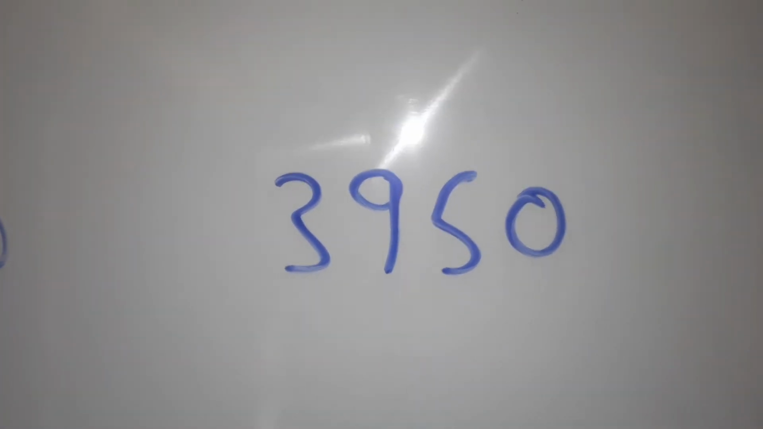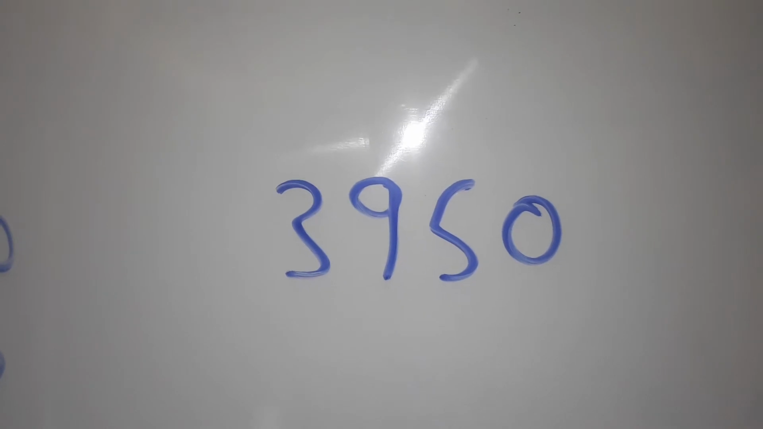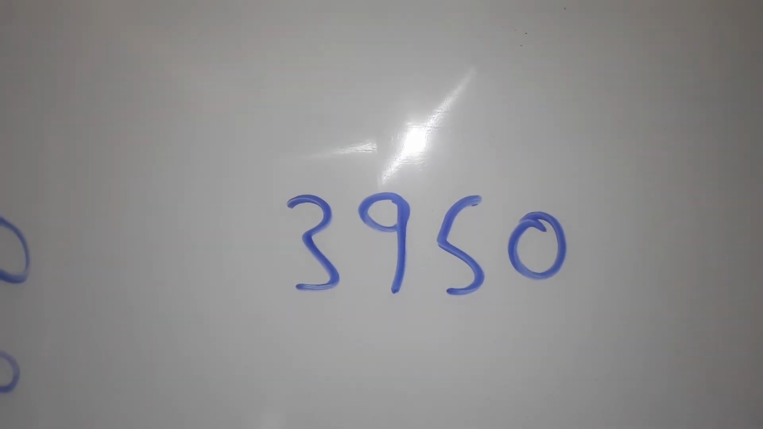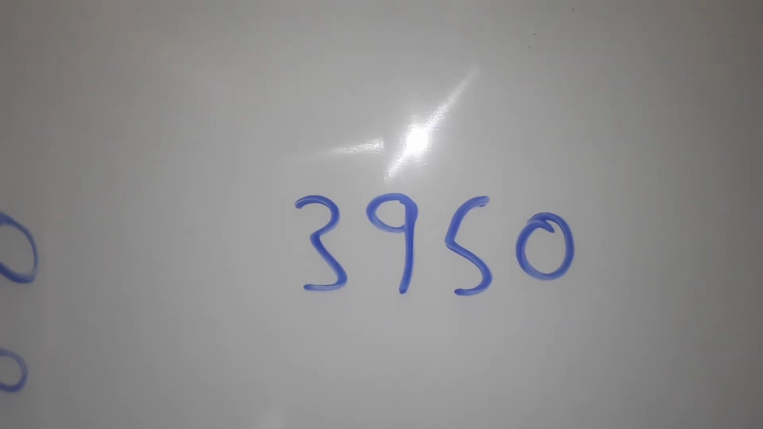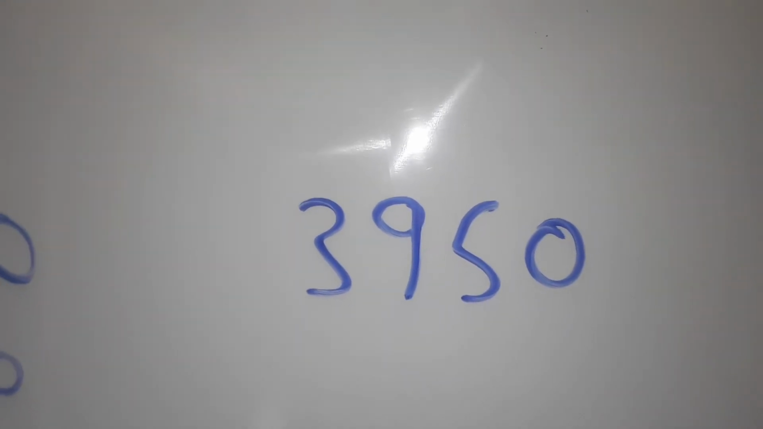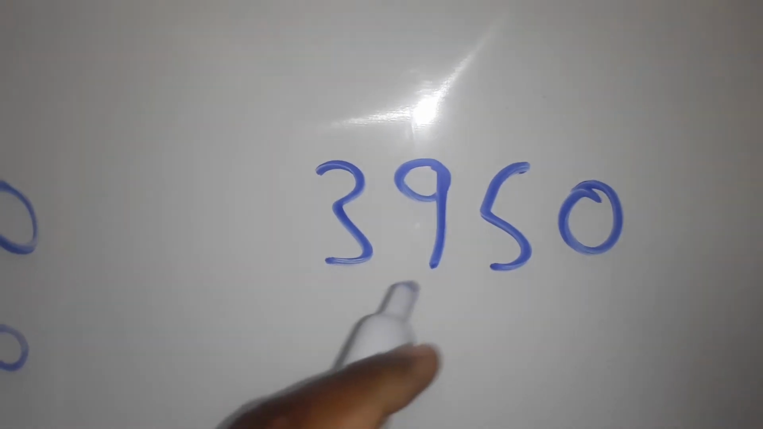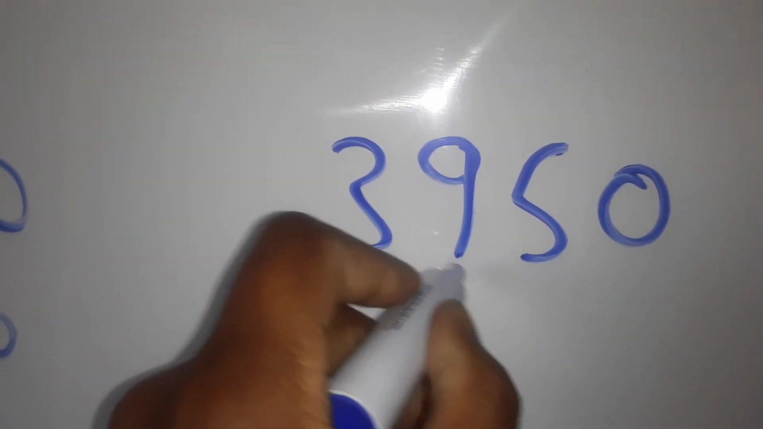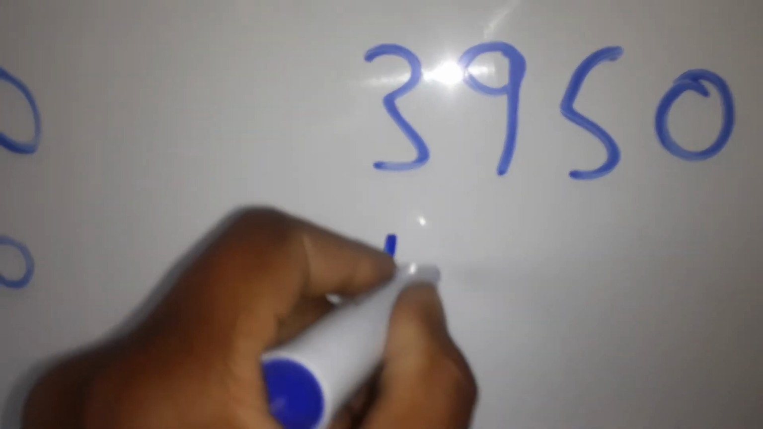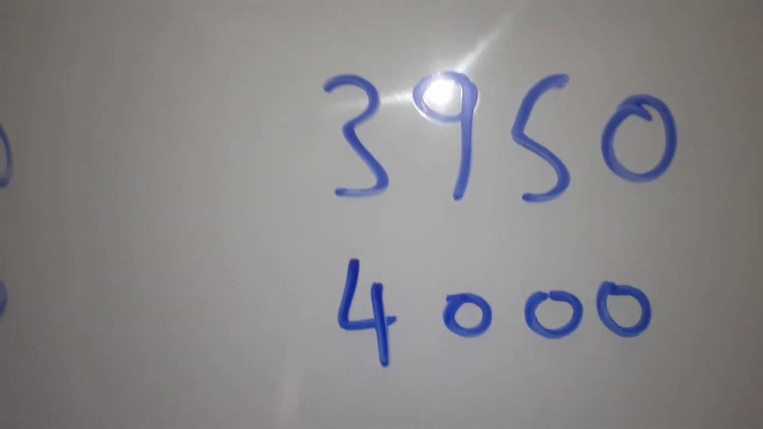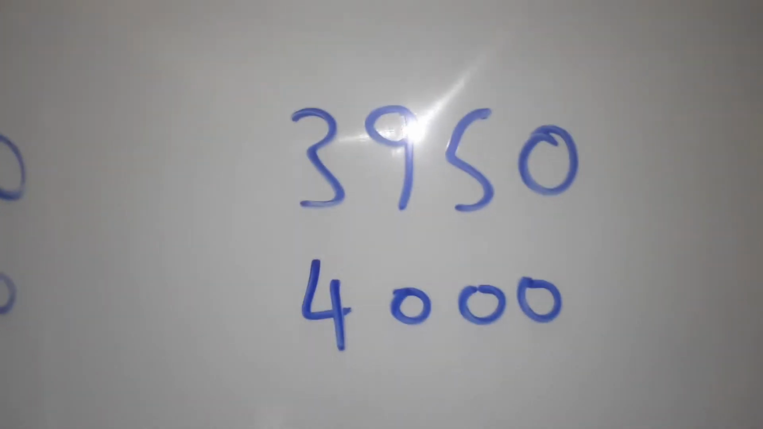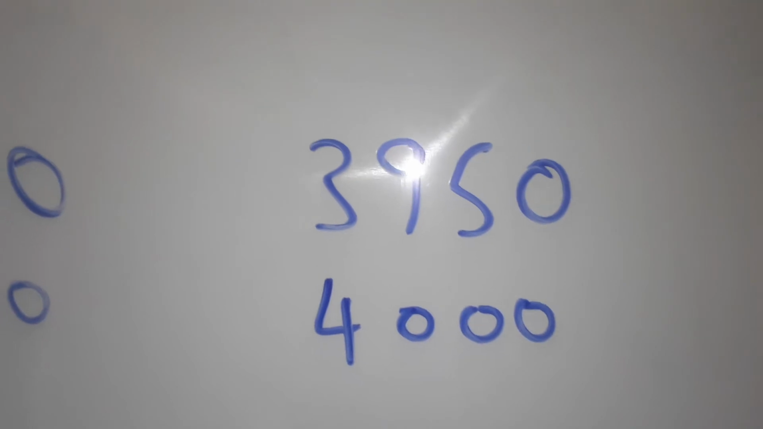Then we have 3,950. Can you please try that one for me? Alright, let's do it together now. We have 3,950. 9 is greater than 4. So we're going to have 4,000 again. Rounding off to the nearest thousand is so nice.